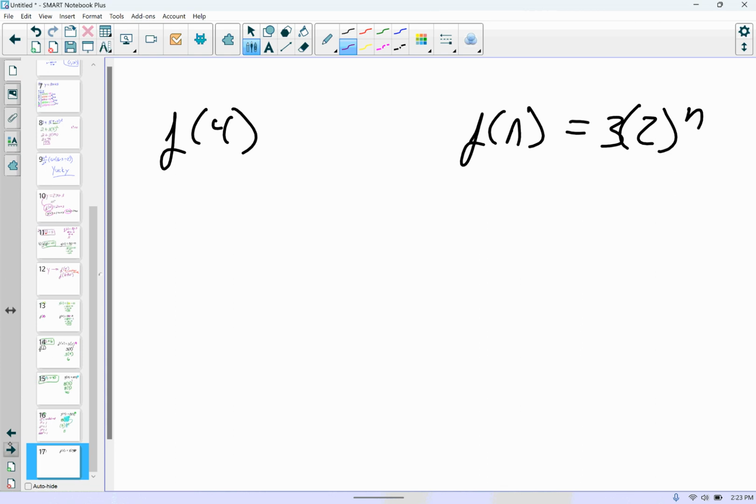What should I do with the 4? What should I do? What would you like me to do? What should I do here? Where should that 4 go? Yeah, the exponent. Very good.